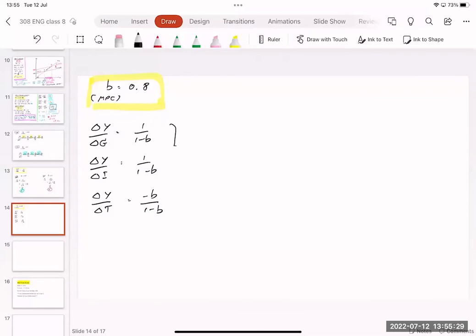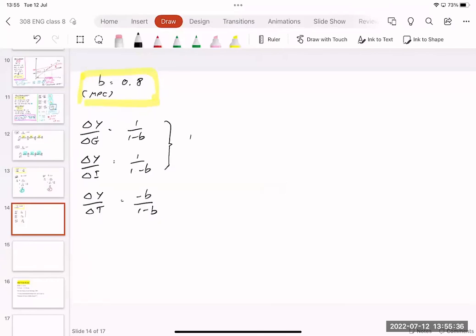So what you can see here is that the multiplier effects of government spending and investment are the same. They have the same formula, which is 1 over 1 minus 0.8, which is equal to 1 over 0.2, which is equal to 5. The multiplier effect of government spending and investment equals 5 times. If the government spends more, or if the business sector invests more, the GDP will increase 5 times.